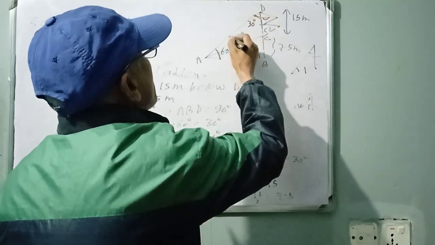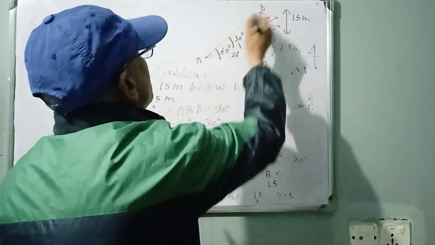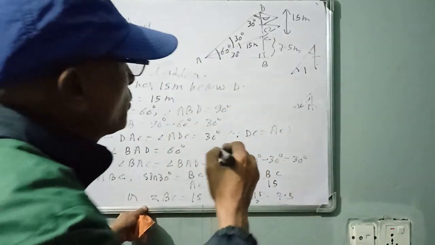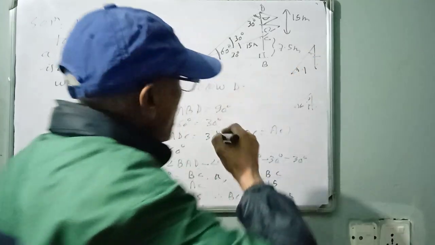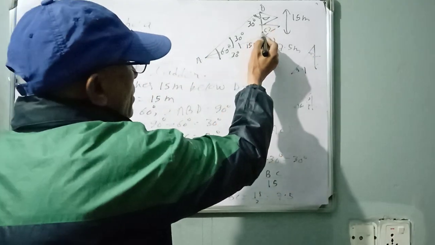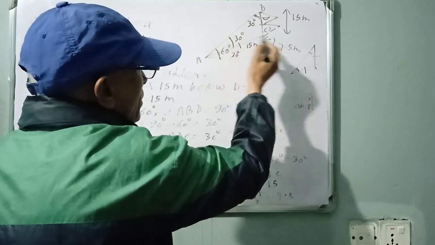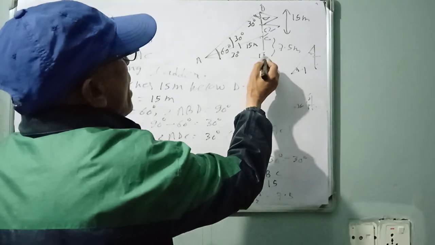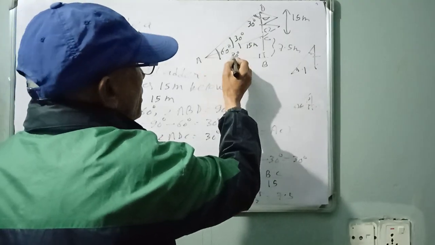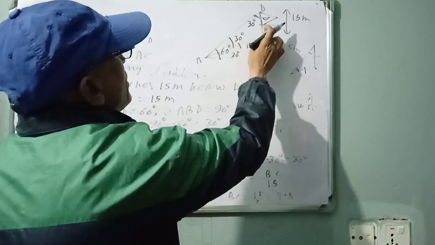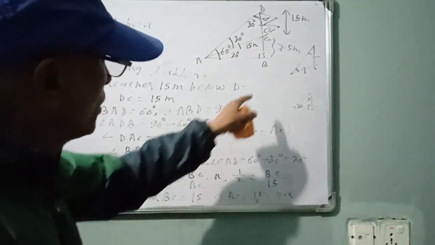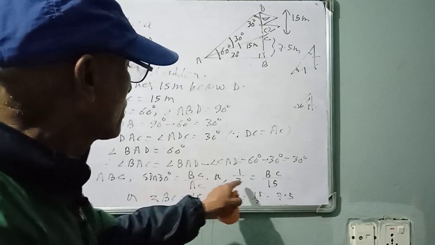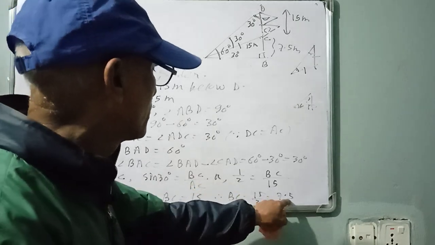Angle CDA and DAC are equal because DC equal 15, AC equal 15. Two sides are equal, their opposite angles are also equal. Angle CAD 30 degree, angle BAD 60 degree. Therefore, angle BAC equal 30 degree. AC is given 15 meter. So find BC using sine theta equal P by H, sine 30 half.